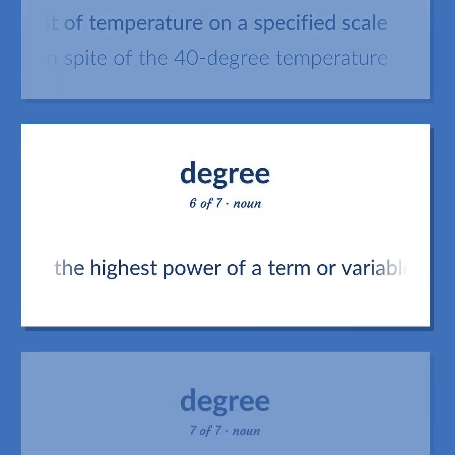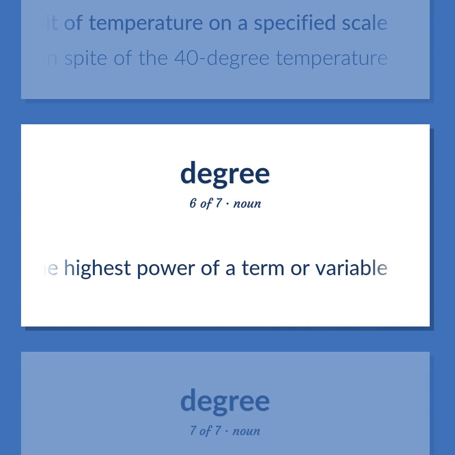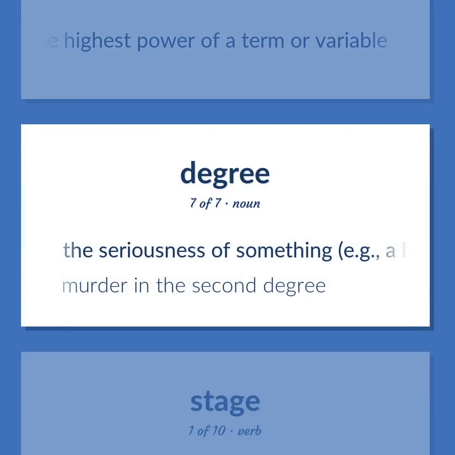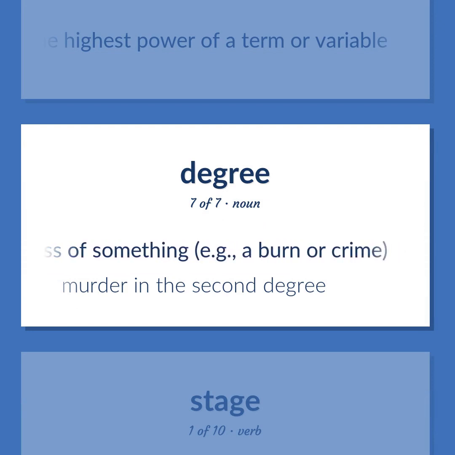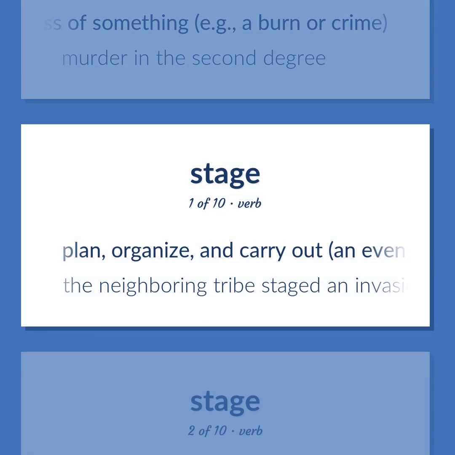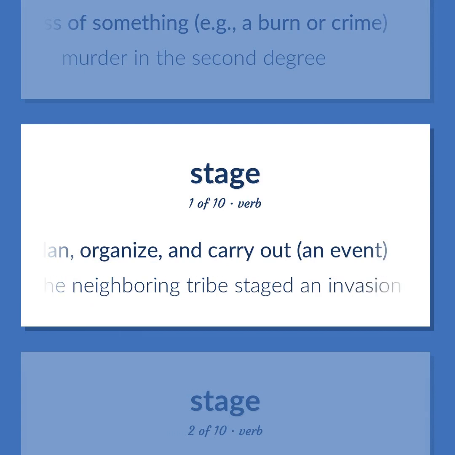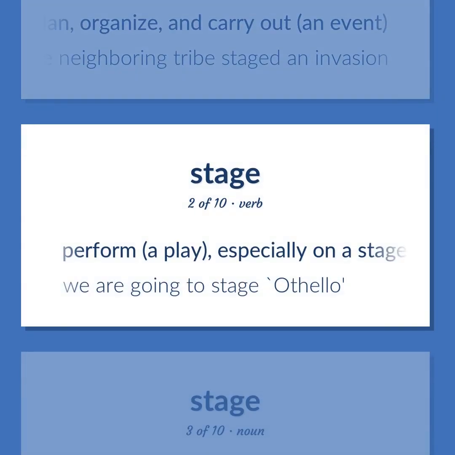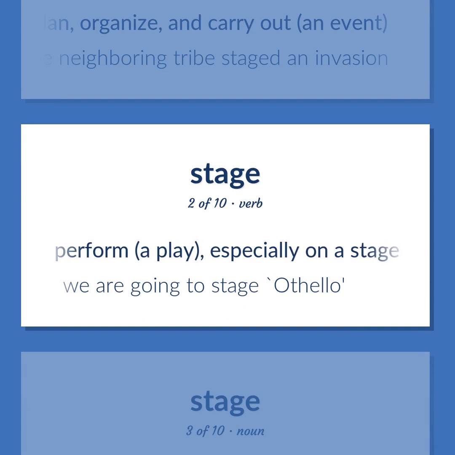The highest power of a term or variable. The seriousness of something, e.g., a burn or crime. Murder in the second degree. Plan, organize, and carry out an event. The neighboring tribe staged an invasion. Perform a play, especially on a stage. We are going to stage Othello.